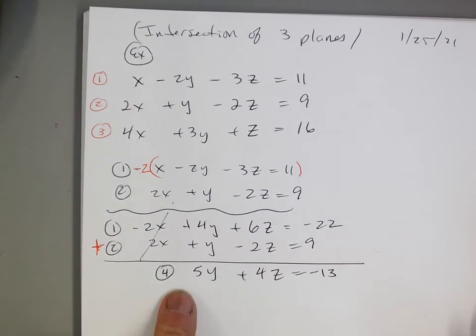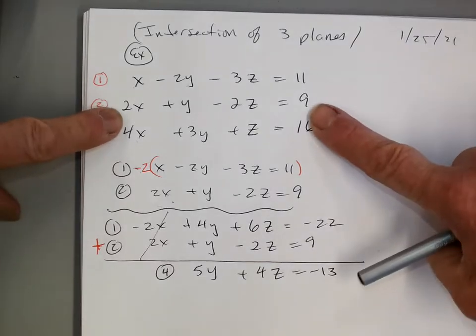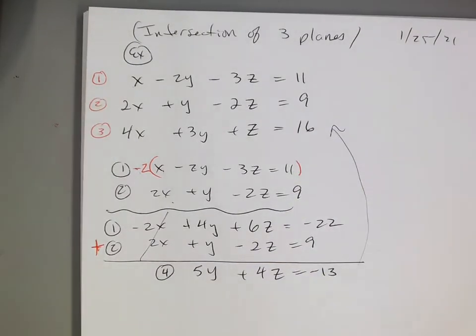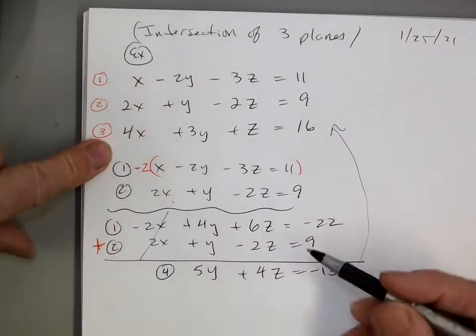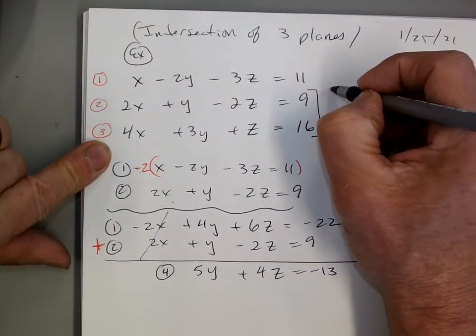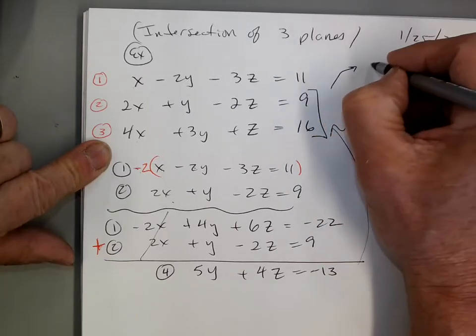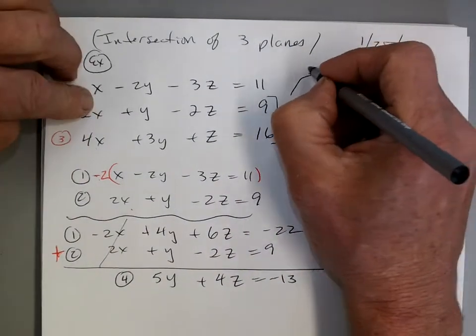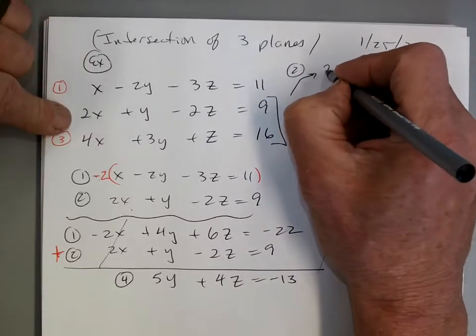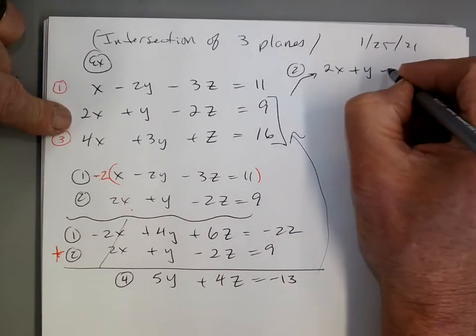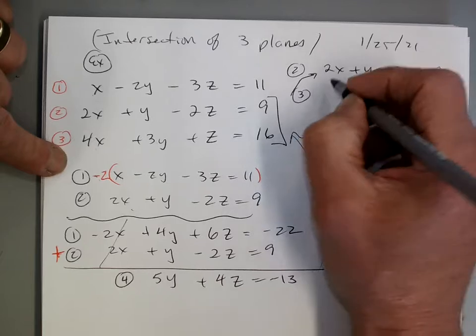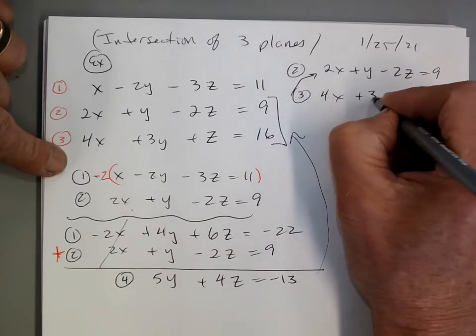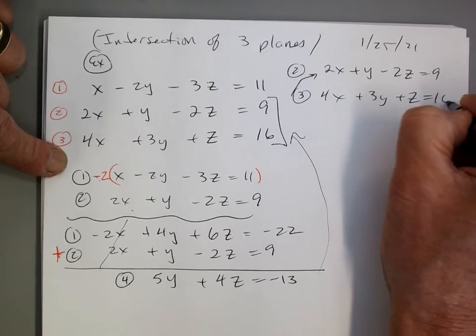Now, what I need to do is come back up to the beginning, and I need to use two other equations to cancel out the x's. So I get another equation in x and y. So I'm going to take equation 2 and equation 3. Equation 2 is my 2x plus my y minus 2z equals 9. Equation 3 is a 4x plus a 3y plus a z equals 16, okay?